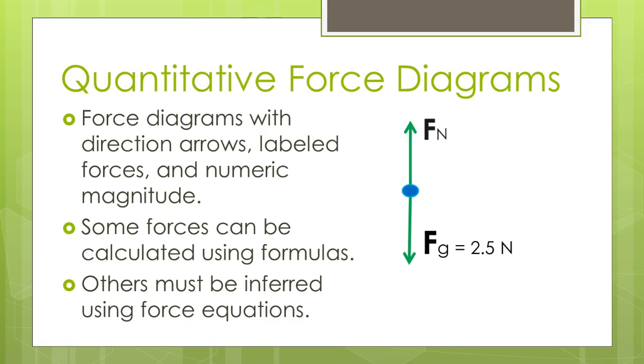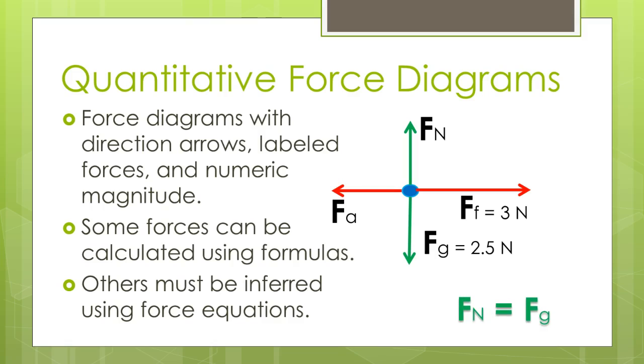Here's an example of a force diagram. In this case, we would have calculated the gravitational force by multiplying the mass by 9.8. Because I know that vertically Fn and Fg are equal, if Fg equals 2.5, then Fn equals 2.5.